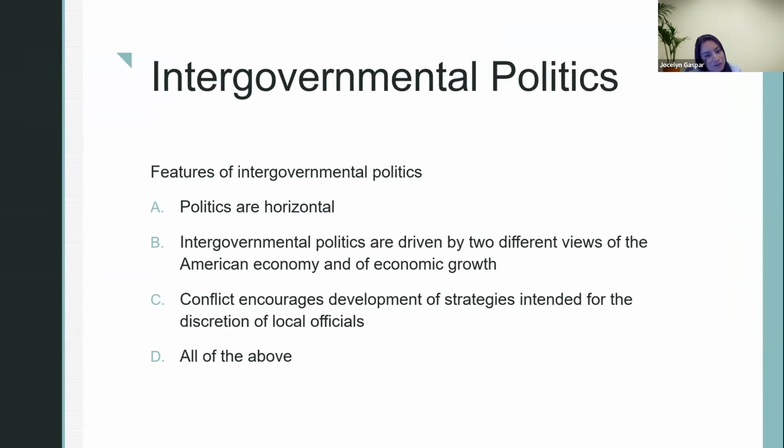Okay, and now I have a knowledge check. So the features of intergovernmental politics: A, politics are horizontal; B, intergovernmental politics is driven by two different views of the American economy and of economic growth; C, conflict encourages development of strategies intended for the discretion or benefit of local officials; or D, all of the above.